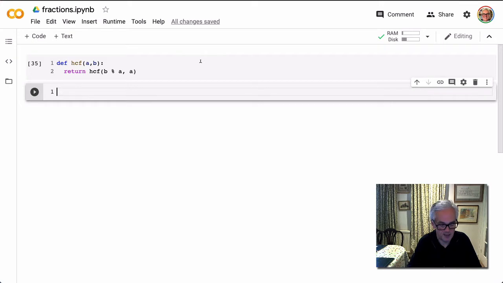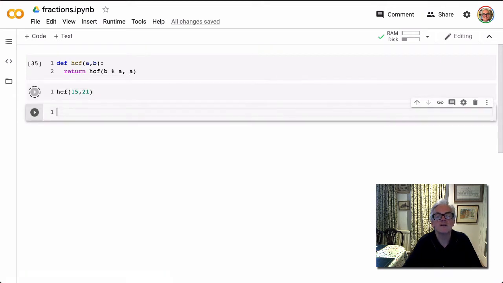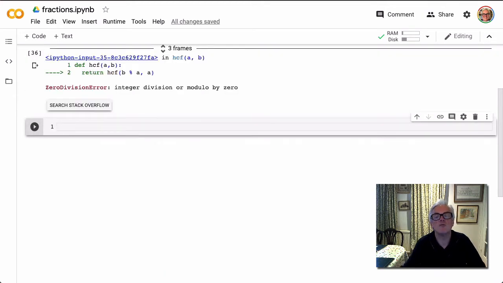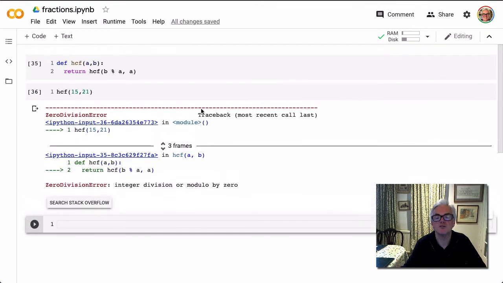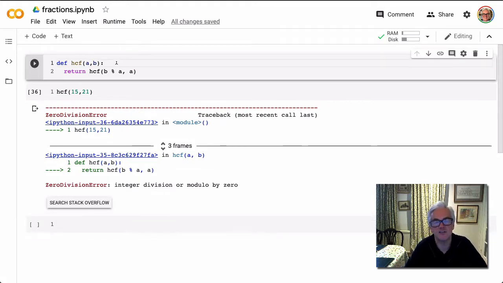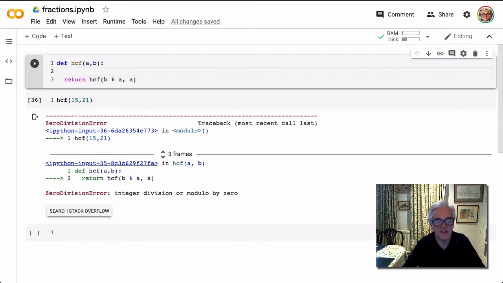So what happens here, I do HCF of, I don't know, 15 and 21, and it crashes horribly, saying it's attempted to do a modulo division by 0. The problem is we've not given it any exit condition. When the first number is 0, then that's enough, it really is. So we need to put a test in here. Recursive functions typically have this sort of thing going on.